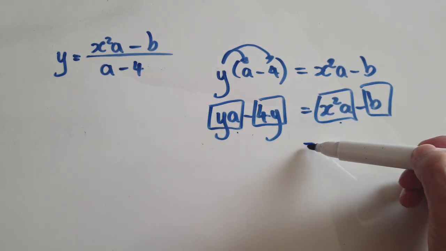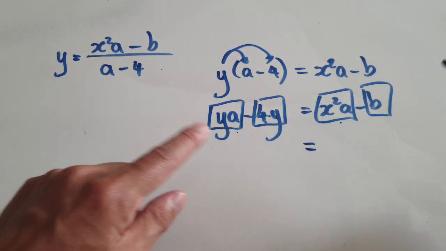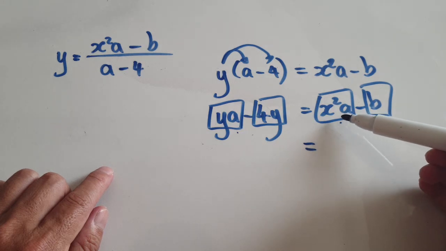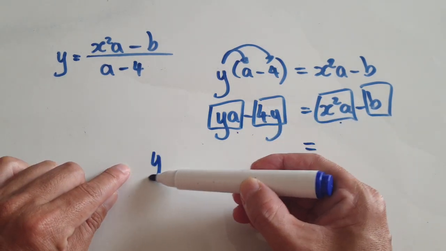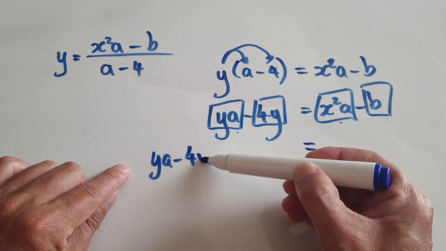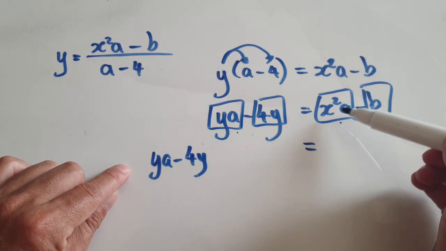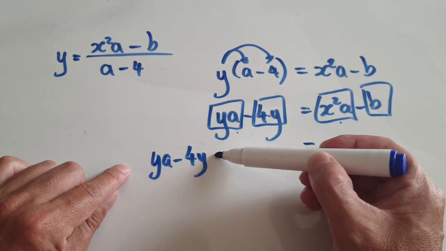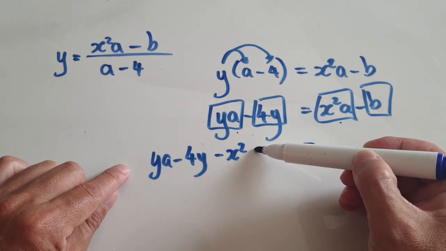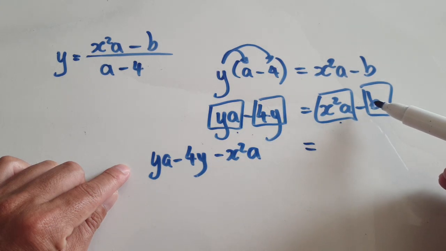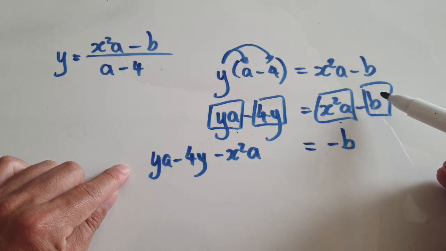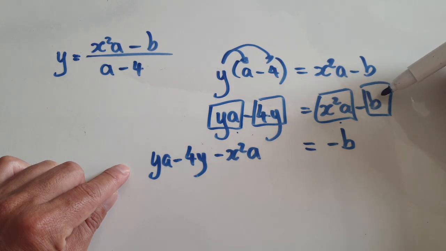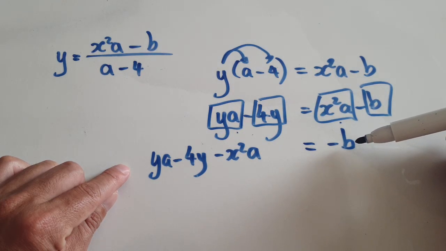So we're going to do it one step at a time. In your mind, take away this block from both sides. So I'm going to take the whole thing down, YA minus 4y, and then I'm going to take away this block here, minus x squared a, and then what's left will be minus b, because the minus belongs to whatever is after it. So this minus belongs to the b, not this block. So you're just left with minus b.